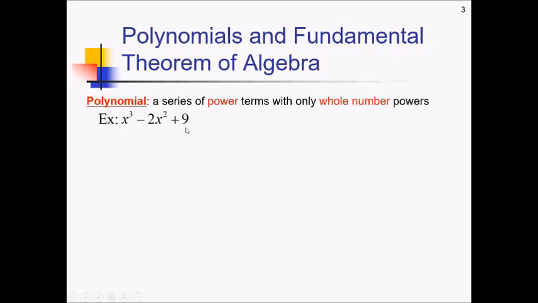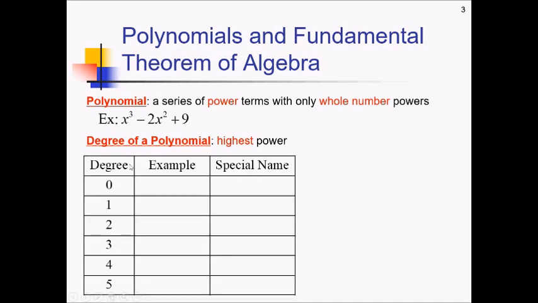So we can talk about the degree of polynomials. The degree of a polynomial is just the highest power. So for example, this one here is a third degree polynomial. So we're going to make a little bit of a chart because some of these degrees have special names, and I want to give you a few examples too. So I've got examples of various degree polynomials, and you can have more than a fifth degree, but I only felt like going up to 5.